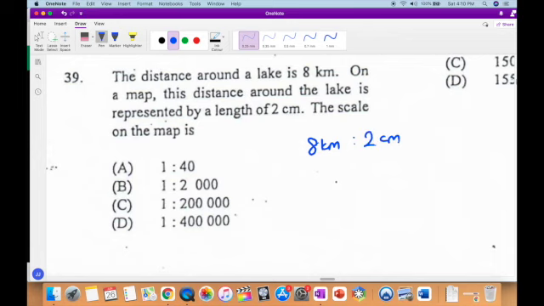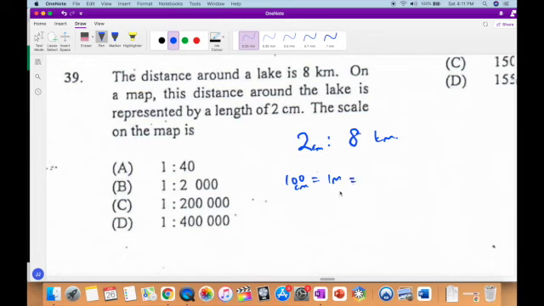The scale of the map is, well, if 2 centimeters will give us 8 kilometers, remember, centimeters and kilometers are 2 different things. So how many centimeters in a kilometer? We have 100 centimeters in 1 meter.